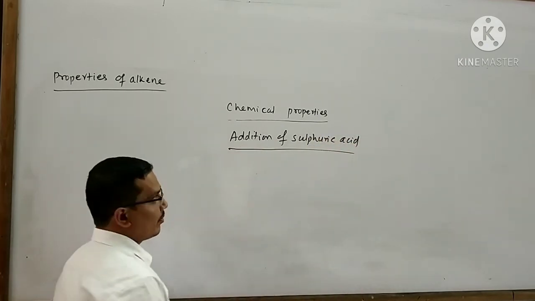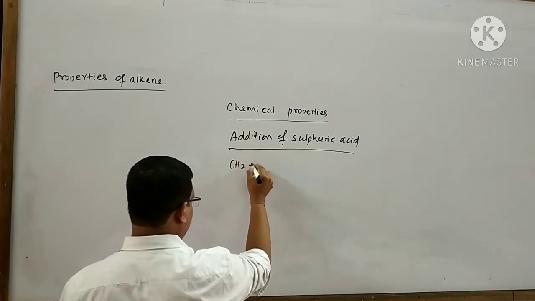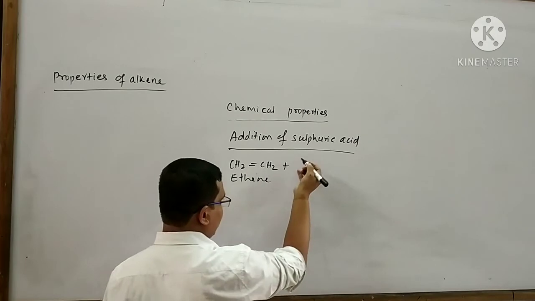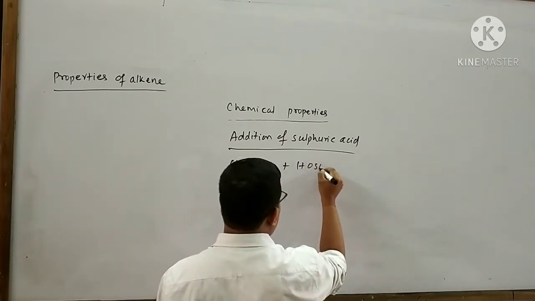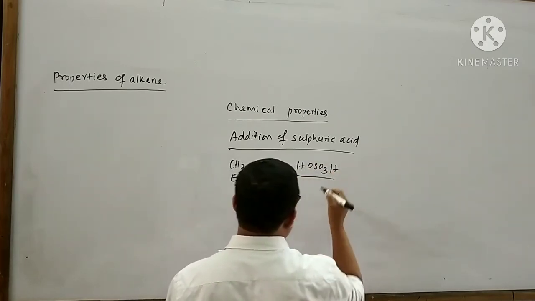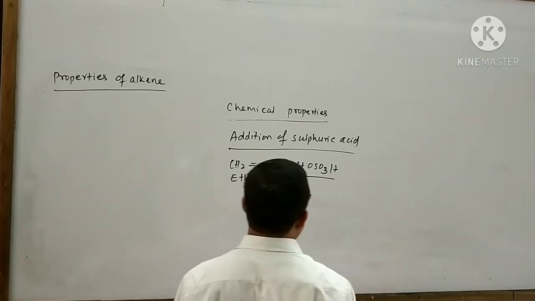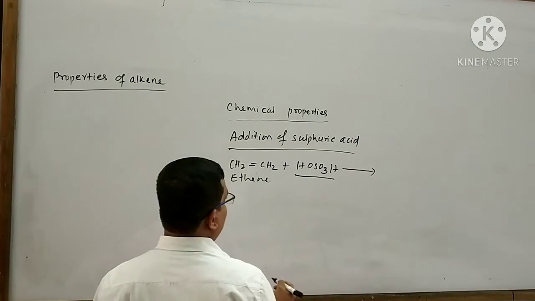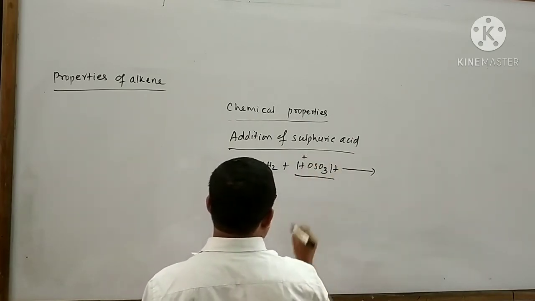Suppose we take an example of alkene. This is ethene. When ethene is subjected to reaction with sulfuric acid, then what will happen? Here H plus ion will be formed.